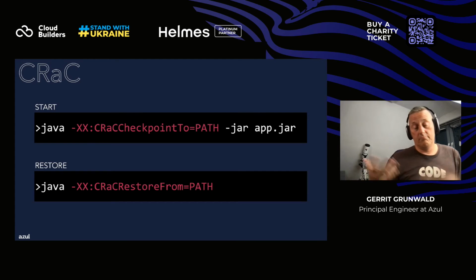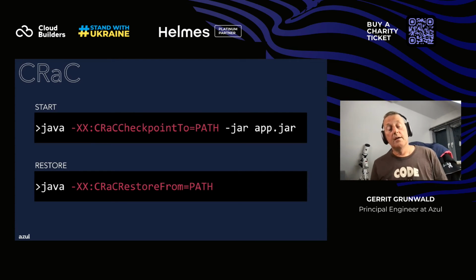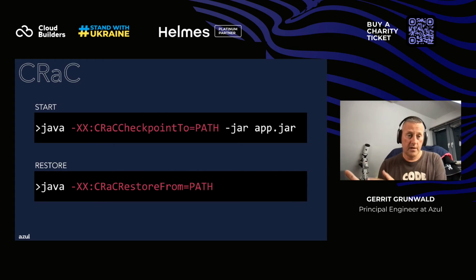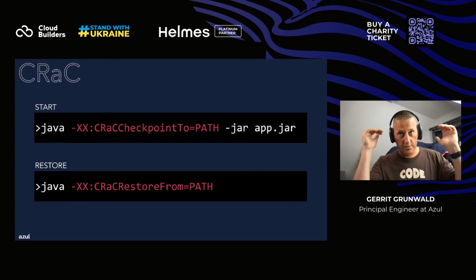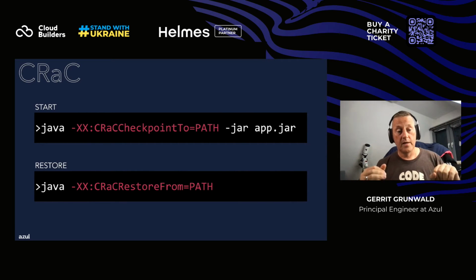Starting a Java application is the same as you usually do, with the -jar and then the name of your jar, and you just add -XX:CRaCCheckpointTo= and then you put in the path where it should store the checkpoint. And for the restore, because what will happen is it will create the checkpoint and shut down the JVM. If you would like to restore it, you just call java -XX:CRaCRestoreFrom and point it to the same path where you have stored the files.